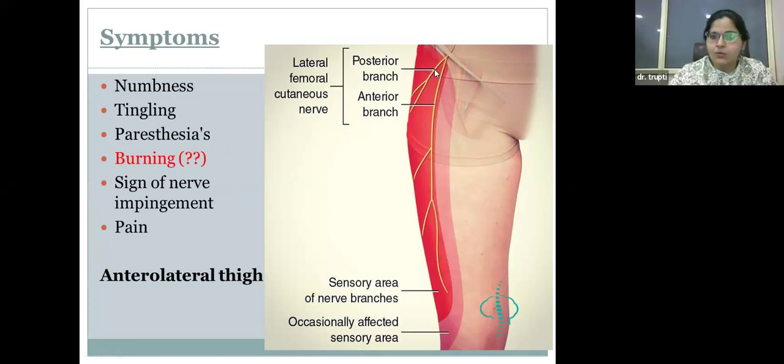We will again talk about the branches of the lateral femoral cutaneous nerve now. There are two branches, the posterior branch and the anterior branch. The posterior branch is a small branch which supplies the greater trochanter, and the anterior branch supplies the anterolateral part of the thigh, which goes all the way down to the lateral knee. These both are sensory branches. So only sensory signs and symptoms will be present in the patient.